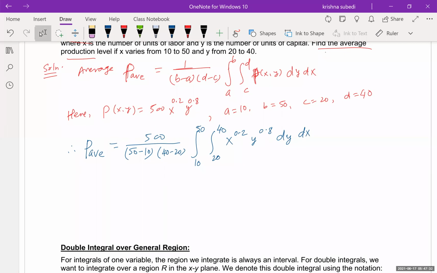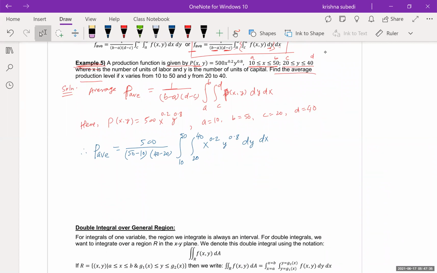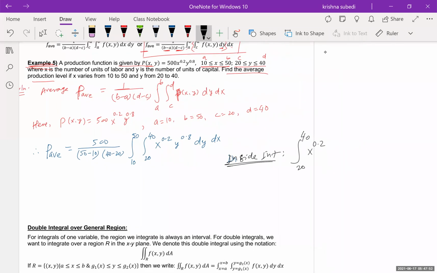Now guys, I want you to complete this on your own, okay? So first start with the inside integral. The inside integral is 20 to 40 of x raised to power 0.2, y raised to power 0.8 dy. So remember, in this case, we treat y as a variable and x as a constant. Therefore, if you like, you can write this x outside. x to the 0.2 is just a constant. I just copy it as it is.